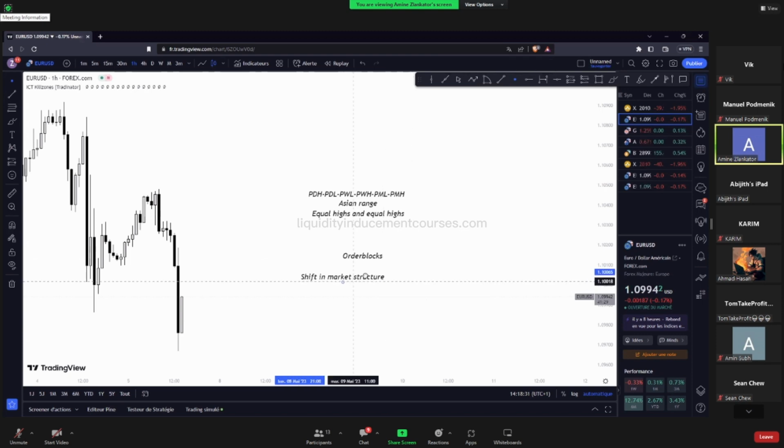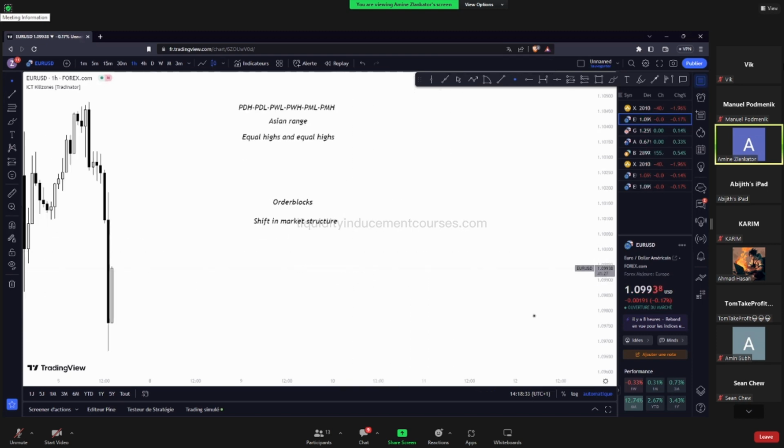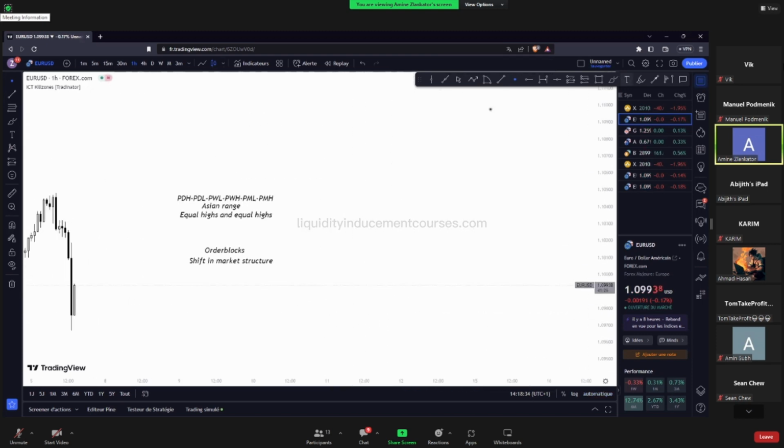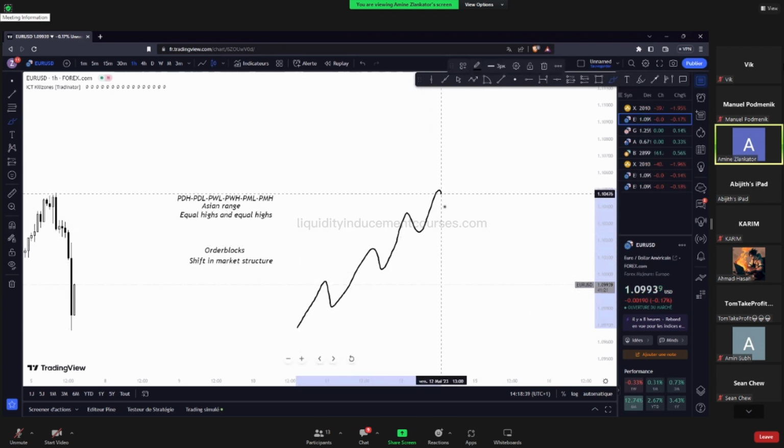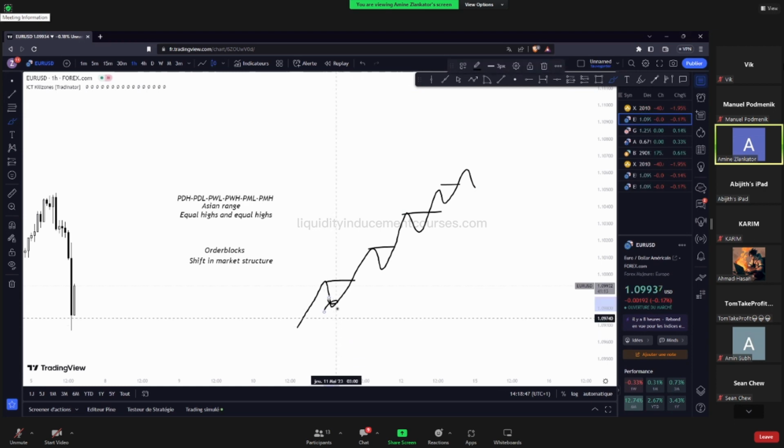So what's really an order block? An order block is, say you have a market going up, going up, going up. After every high being broken, there is the last down candle, the last red candle before the up move, which is basically an order block. This one is an order block. This one is an order block. Order block, order block.